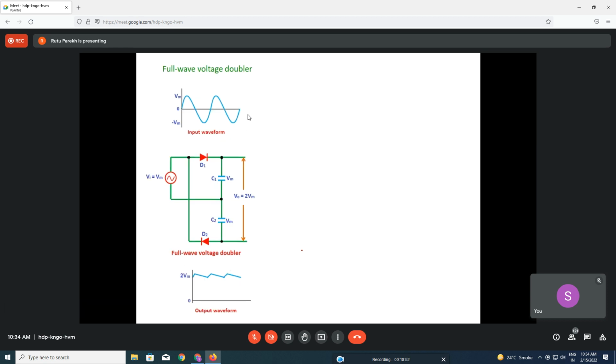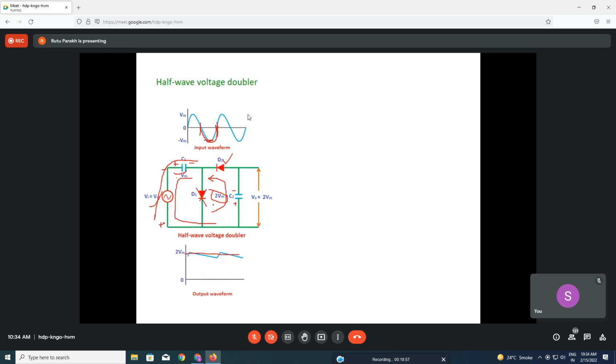Now this is also a full wave voltage doubler. So here, as you can understand, this discharge was happening during which cycle? The discharge was during the positive half, when this was not charged, this was reverse biased and it was discharging. So this is half wave. During the half wave, it is discharging, and it is charging also for the half wave.